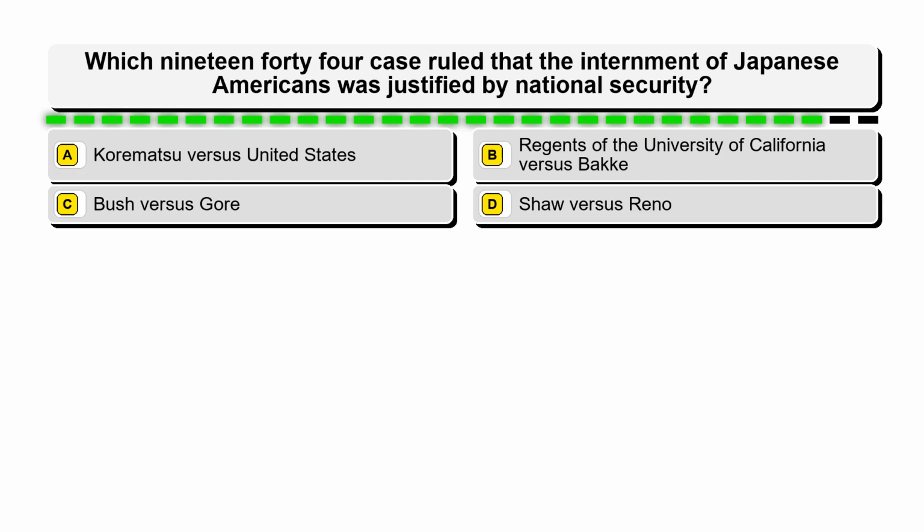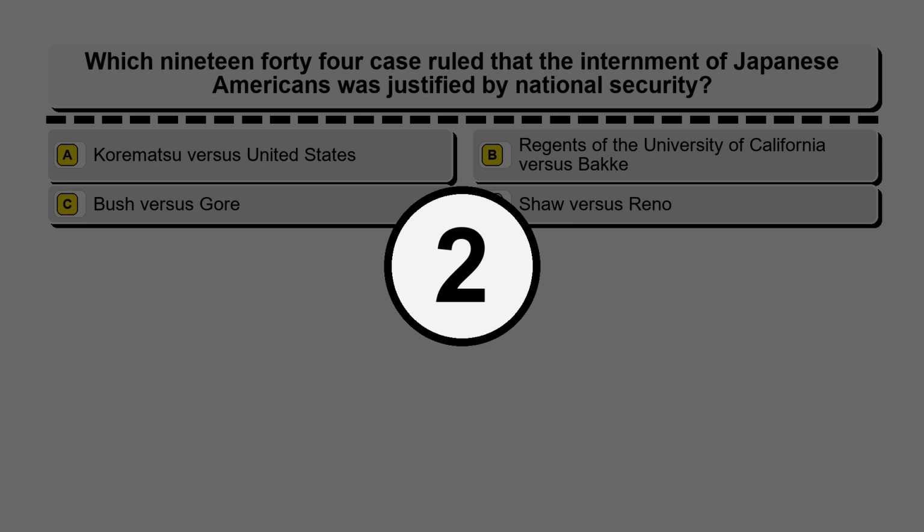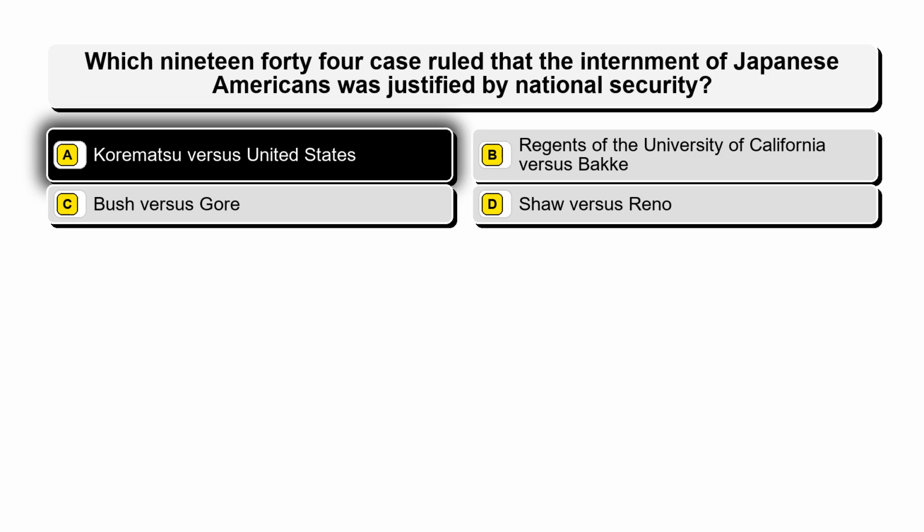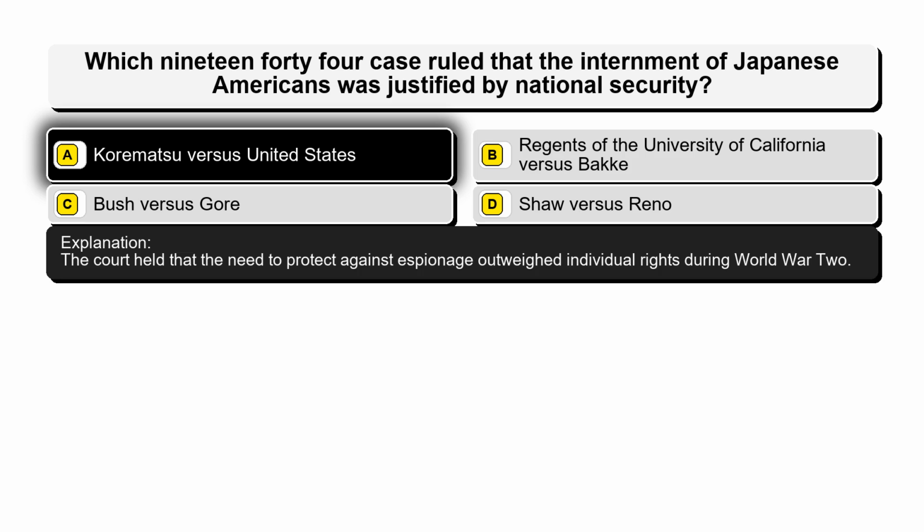Question 97. Which 1944 case ruled that the internment of Japanese Americans was justified by national security? Option A, Korematsu vs. United States. Option B, Regents of the University of California vs. Bakke. Option C, Bush vs. Gore. Option D, Shaw vs. Reno. The correct answer is option A, Korematsu vs. United States. The court held that the need to protect against espionage outweighed individual rights during World War II.